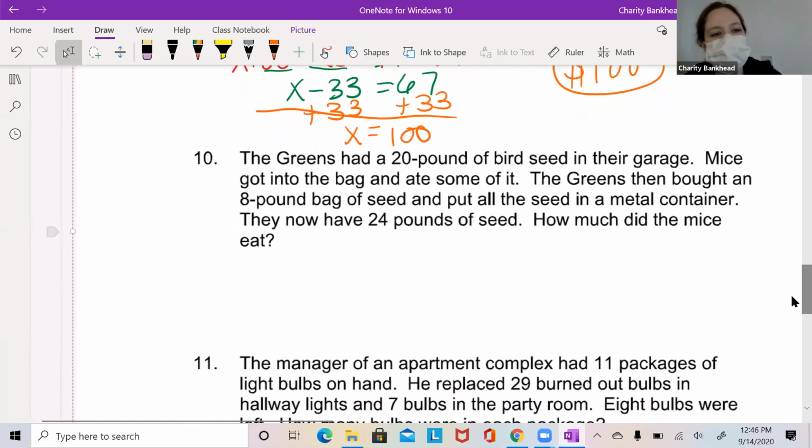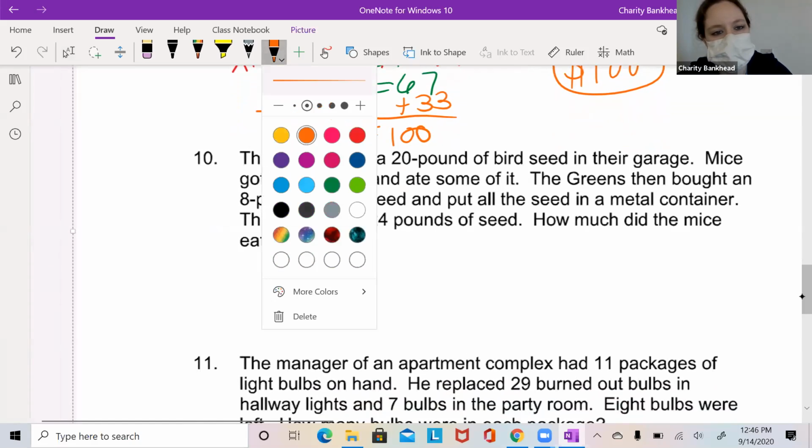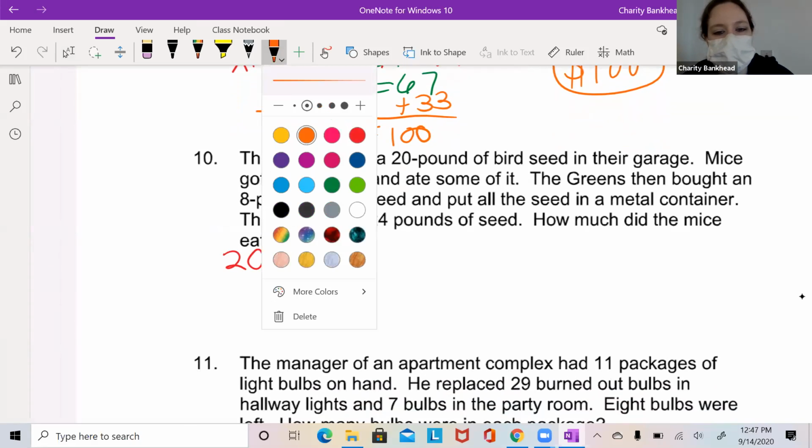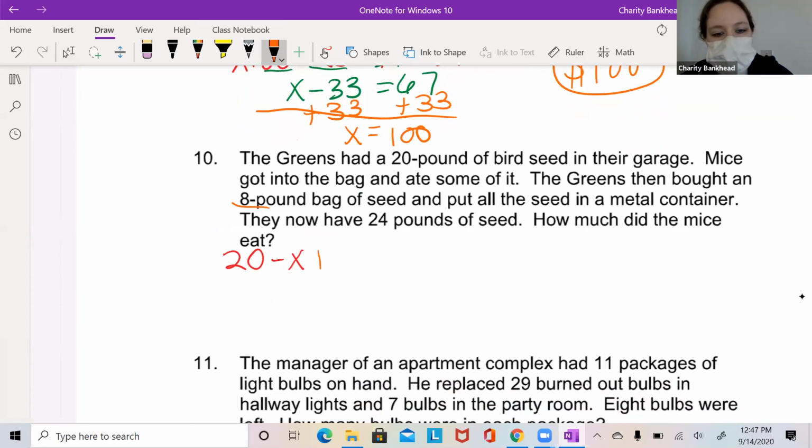All right, so they had basically started out with 20 pounds. And then the mice ate some of it, and that's what we're trying to find out. So then the mice took away X, an unknown amount. And then they added 8 pounds to that. And then they ended up with a total of 24 pounds. So X represents the amount eaten by the mice. So 20 minus X plus 8 equals 24. That's our equation. And then we can solve it.